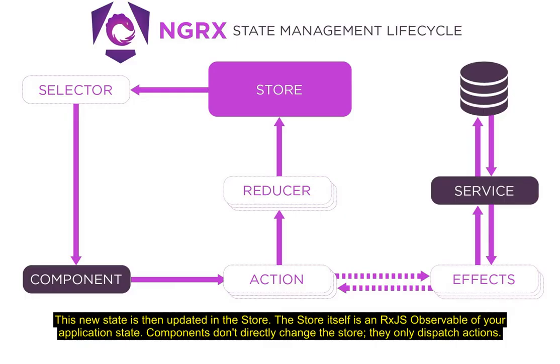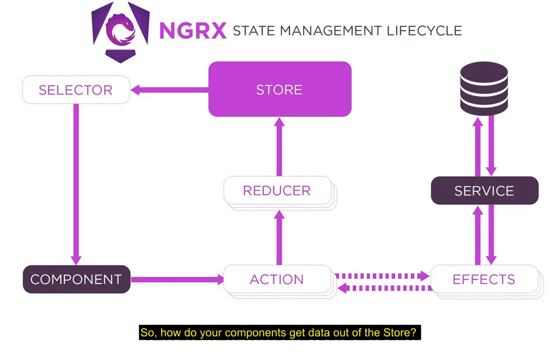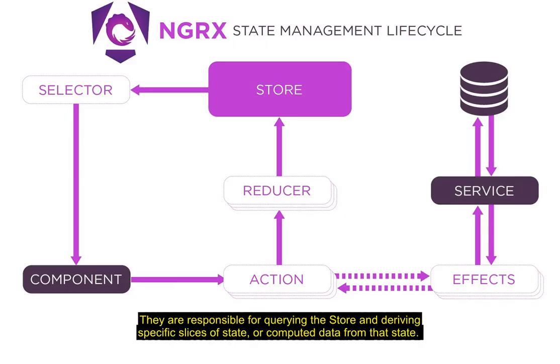The store itself is an RxJS observable of your application state. Components don't directly change the store, they only dispatch actions. So, how do your components get data out of the store? That's where selectors come in. Selectors are also pure functions. They are responsible for querying the store and deriving specific slices of state, or computed data from that state.